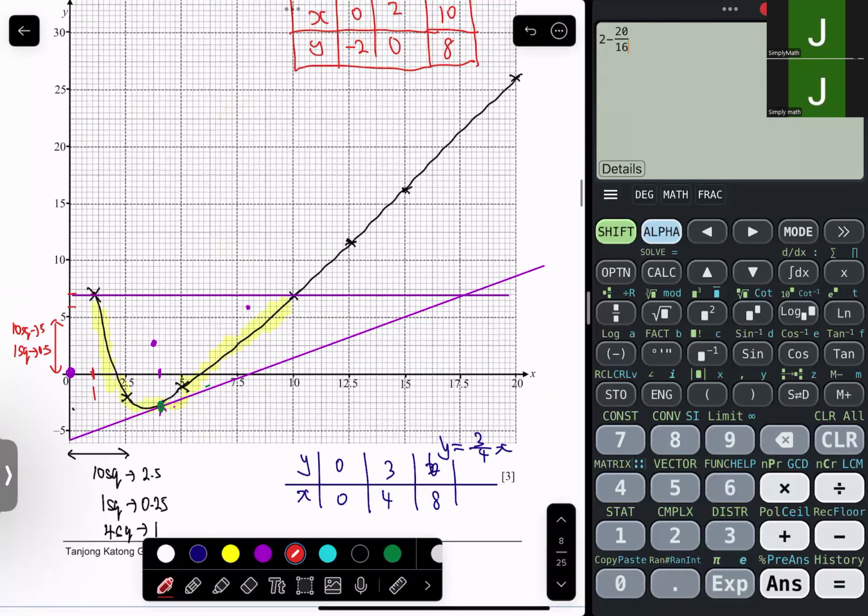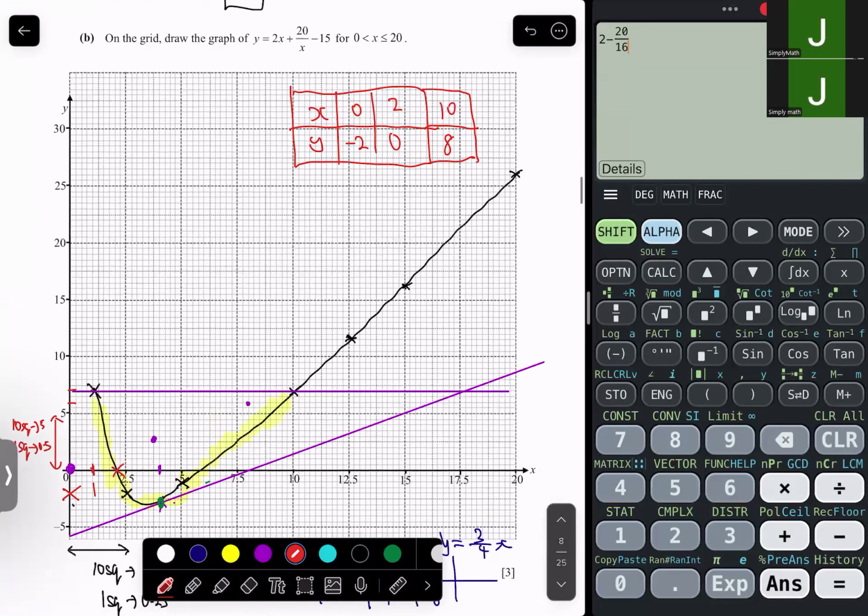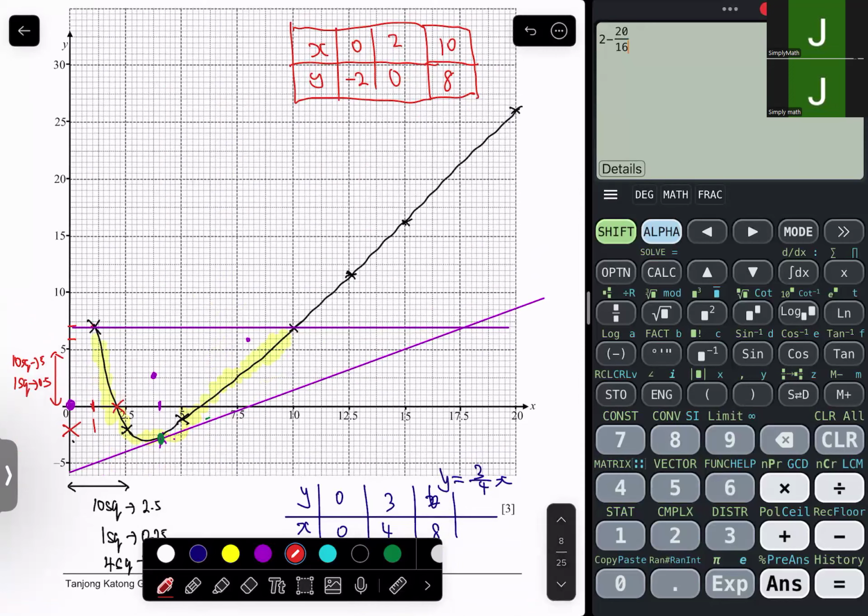So let's try to plot these points. 0, negative 2 will be 4 squares down here. And then we have 2 and 0, that will be 8 squares over here. Very close apart, not very good. So I get a point that is a little bit further. x is 10, y is 8. 8 is, this is 7, 8.